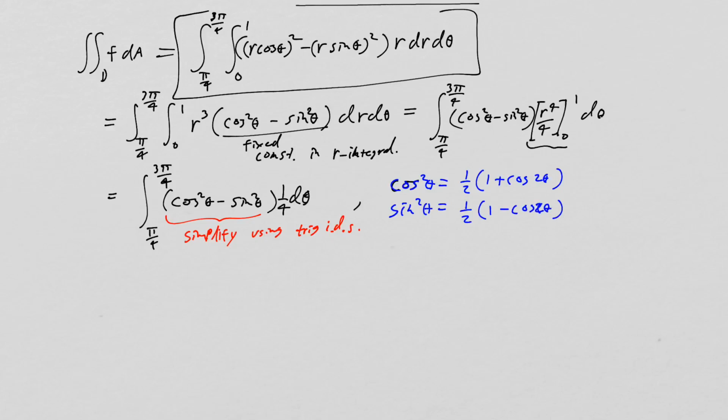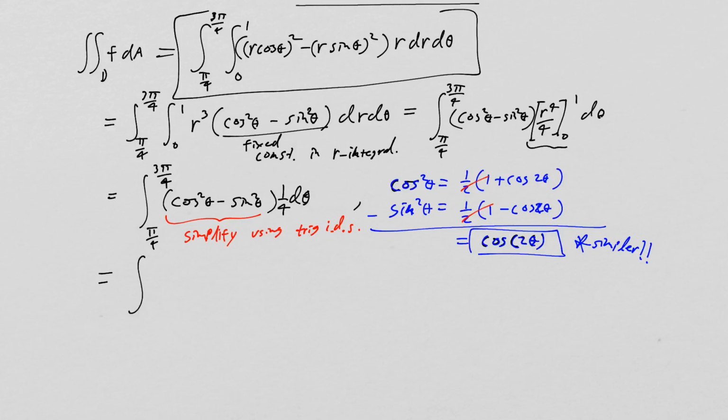So these are some of the double angle formulas. Of course, we're subtracting them here. So in this case, those are going to cancel, and you're going to be left with cosine 2 theta. Okay, that, of course, is much simpler. We like that a whole lot. So now we can put that in.